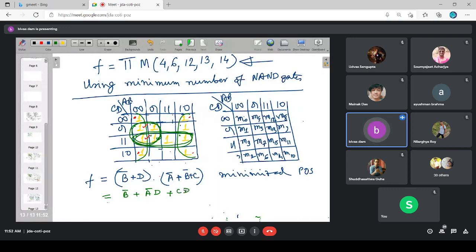But is this the final answer? For the question where you are asked to realize the function using minimum number of NAND gates? No, sir. So De Morgan's law. Yeah. This is equal to, you write that this is equal to B bar plus A bar D.